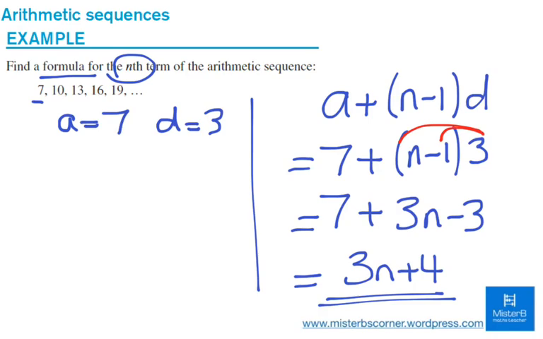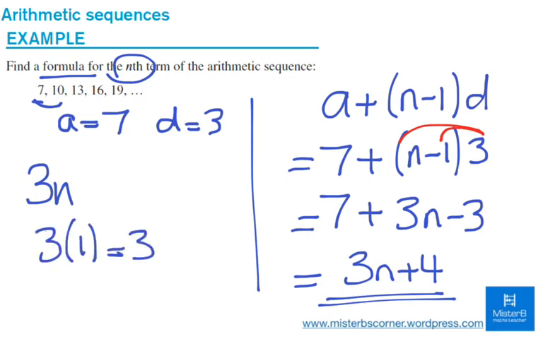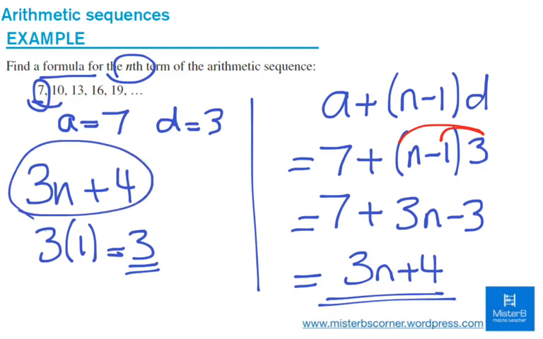If I want to derive it, then I can go like, just because the difference is 3, I'll start with 3n. But if I substitute 1, so it's 3 times 1, this is 3. Well, I start with 7, so I have to add 4 to get this 3 to 7. So I can also find the nth term like this.